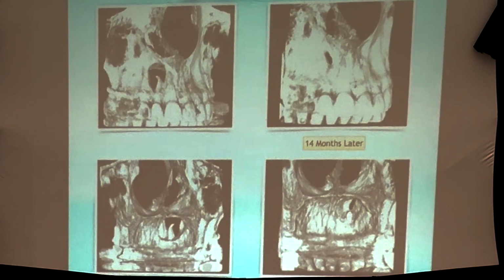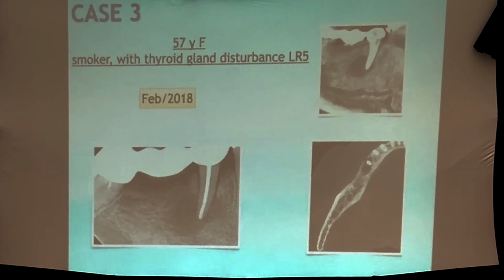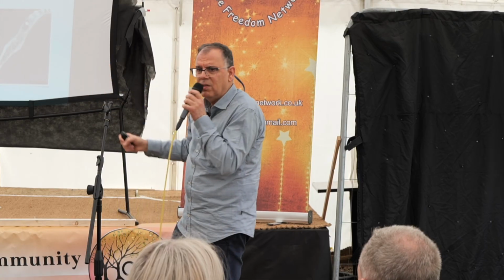Again, the same application. And 14 months later, it's about 10% the size of the cyst, the lesion, with laser application only. From inside, the picture here, down. And inside again, the size of it is much, much smaller. Another lady, 57 years old, she was very stubborn.